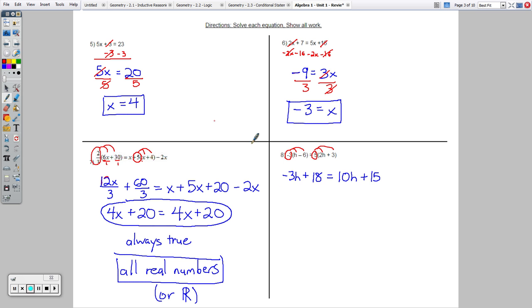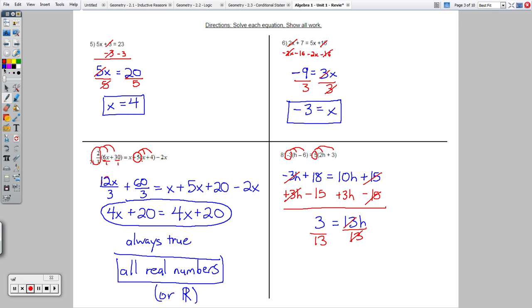Some options here. We could add 3h to both sides, subtract 15 from both sides, or we could subtract 10h from both sides and subtract 18. I'll keep my variable parts positive as often as I can, so I'm going to add 3h. That means the h's move to the right, the integer numbers need to move to the left then. So subtract 15 from both sides. The regular numbers are gone over here, the h's are gone over here, and I'm left with 3 equals 13h. And then I can divide both sides by 13.